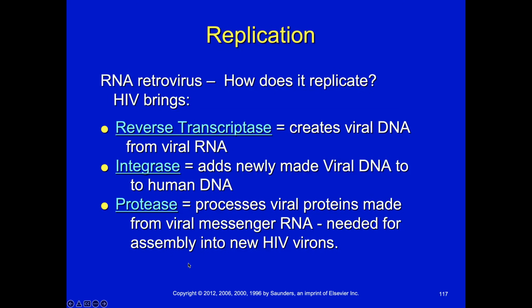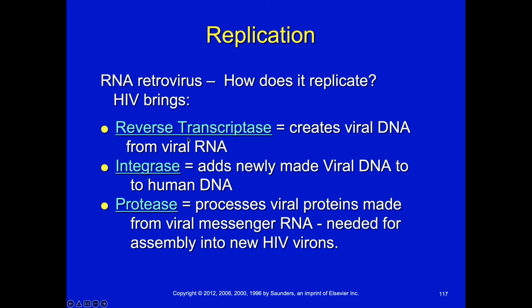So how do these viruses replicate? And that's quite interesting, actually. HIV is an RNA retrovirus, which means that it enters a cell as RNA and it leaves the cell as RNA. In order to replicate, it brings along a variety of enzymes that help it in the process.